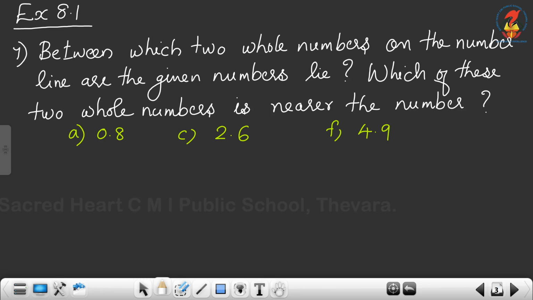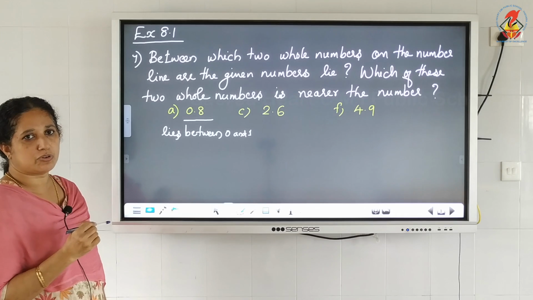Now next, exercise 8.1, question number 7. Between which two whole numbers on the number line do the given numbers lie? Which of these two whole numbers is nearer the number? Now look at 0.8. So we know that 0.8 lies between, look at the whole number part, 0. So we can say that it lies between 0 and 1.